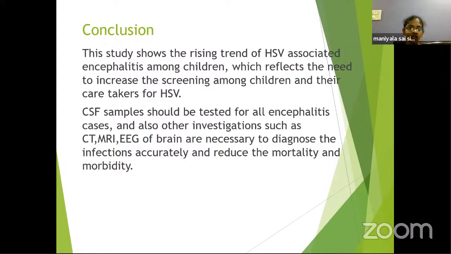Coming to the conclusion, this study shows the rising trend of HSV-associated encephalitis among children. This reflects the need to increase the screening among children and their caretakers for HSV. CSF samples should be tested for all the encephalitis cases, and other investigations such as CT, MRI, EEG of brain are also necessary to diagnose the infection to reduce the mortality and morbidity.